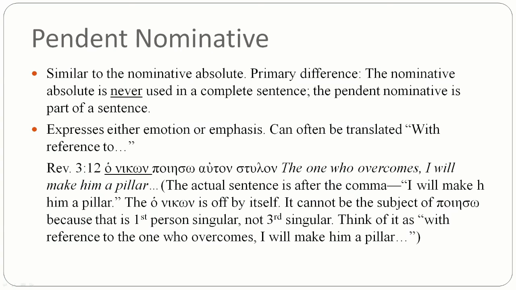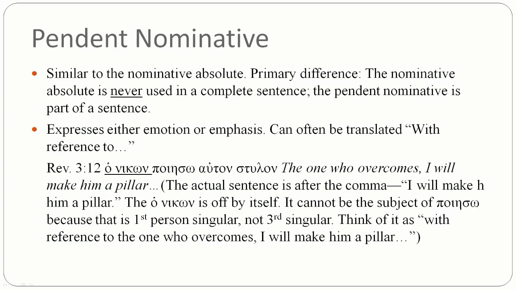The pendent nominative is part of a sentence, and it usually has emphasis or expresses some kind of deep emotion. If it is emphasis, it can be translated "with reference to." Here's a good example, Revelation 3, verse 12. Ho nikon, the one who overcomes or the one who is victorious, poieso auton stulon. Okay, I will make him a pillar.